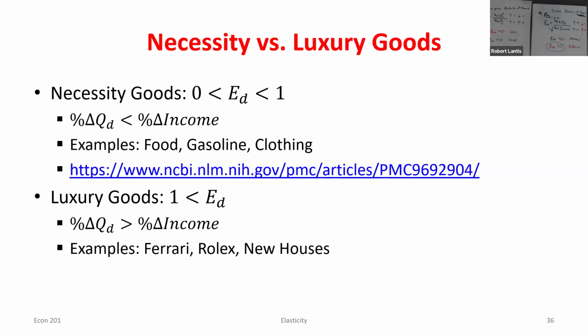An example might be something like electricity. When I have more income, I might be a little less likely to remember to turn my lights off when I'm leaving, or I might leave something running and not worry about it too much. But when it comes to heating my house, regardless of how much income I have, I'm going to use the same amount of electricity, or at least pretty close. I'm not going to be that responsive to changes in income.